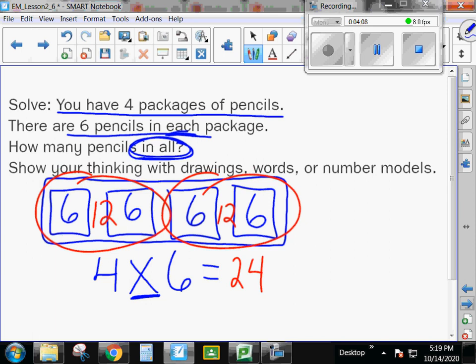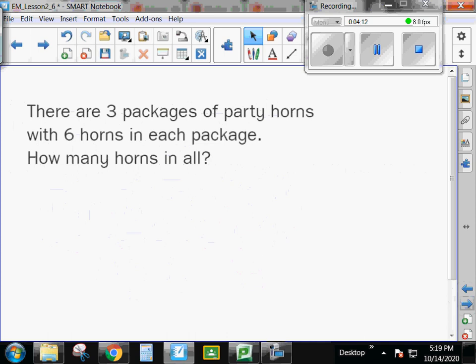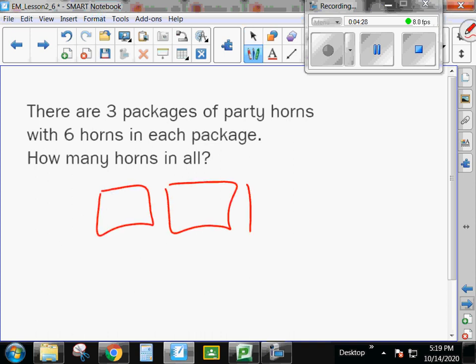All right, let's look at another problem. All right, I want you to start drawing. I'm going to read, and I want you to draw a picture as I'm reading. There are 3 packages of party horns. Go ahead, draw that. 3 packages, right? Simple. All right, here's the next bit of information. With 6 horns in each pack. Draw that information.